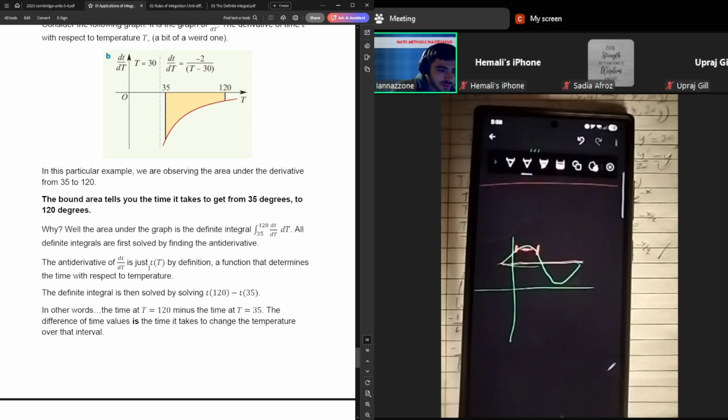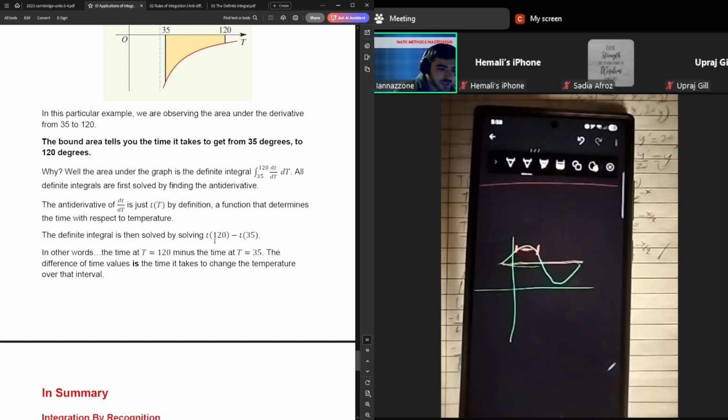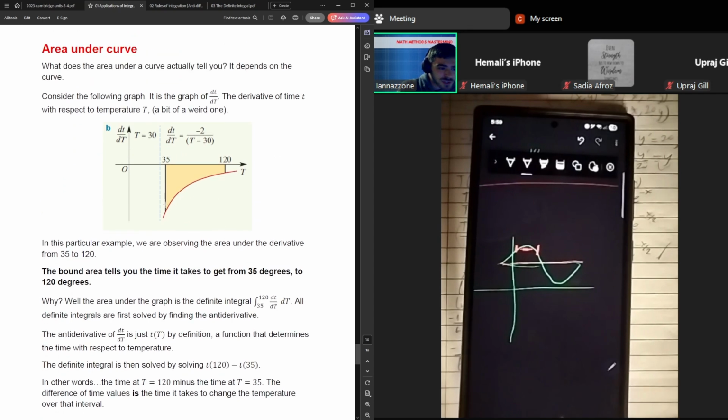So once you've done your antiderivative, you would just plug in these values. You plug in 35 and 120, both of which, as we discussed earlier, are temperature values. So what we've effectively done is ask: what's the time at temperature 120? What's the time at temperature 35? And then subtract the two. In essence, what's the time between temperature 120 and temperature 35? So in this specific circumstance, the area under the curve for this domain tells you how long it took for the temperature to go from 35 to 120.